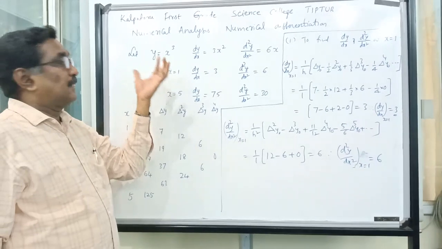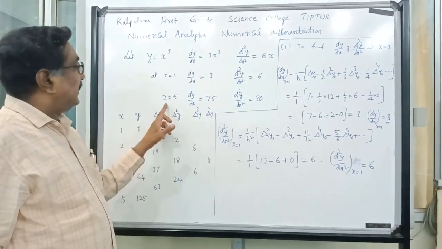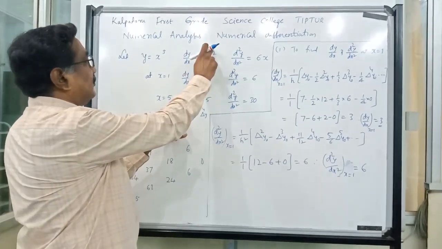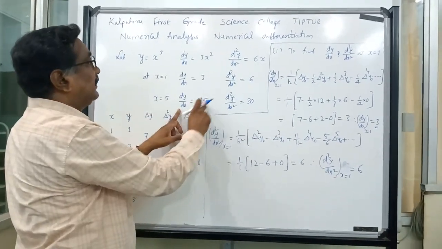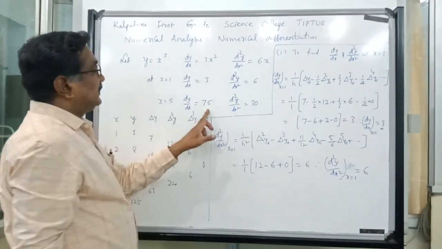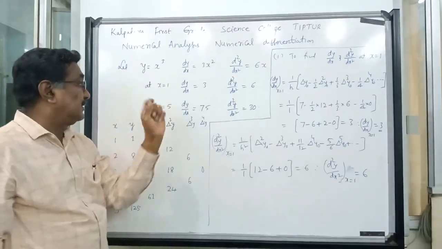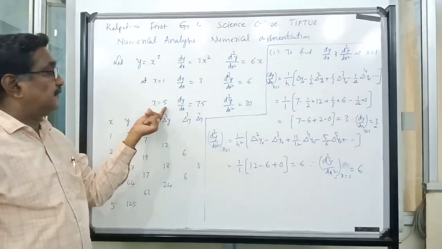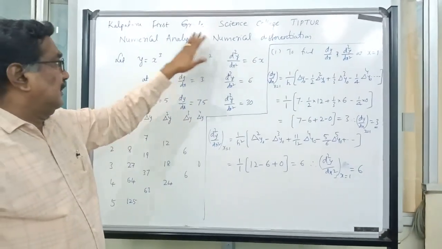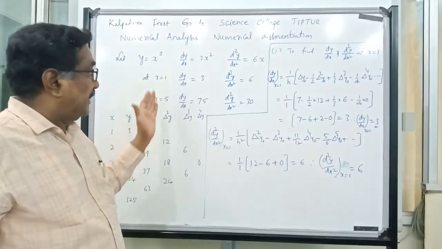Similarly, if you find the differentiation at the point x equal to 5, dy/dx is equal to 3 into 5 square, 25 into 3, 75. Again, d square y by dx square equal to 6 into 5, which is equal to 30. These are the first derivative and second derivative of the function at the particular point x equal to 5. Now, this is the calculus part. You know very well about the differentiation and finding values of the differentiation at particular points.